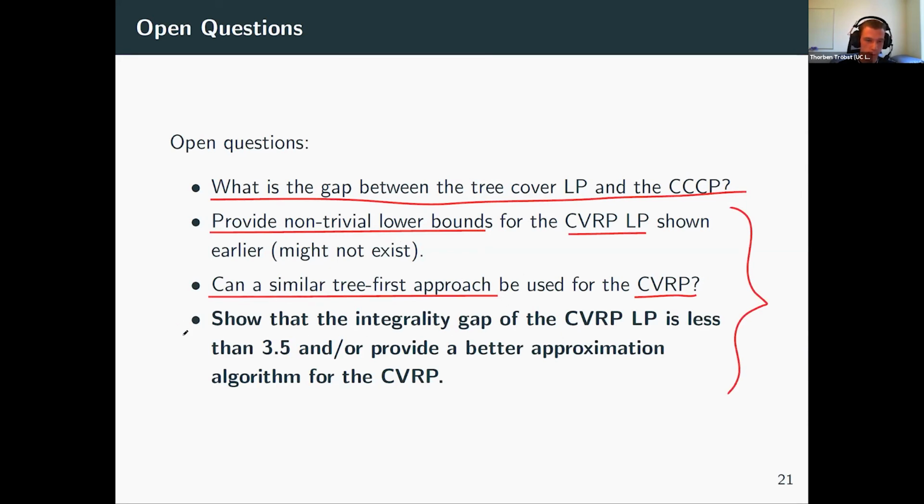And then finally, of course, the big open question: show the integrality gap of the CVRP LP is less than 3.5, or provide a better approximation algorithm. And yeah, that's the end of my talk.